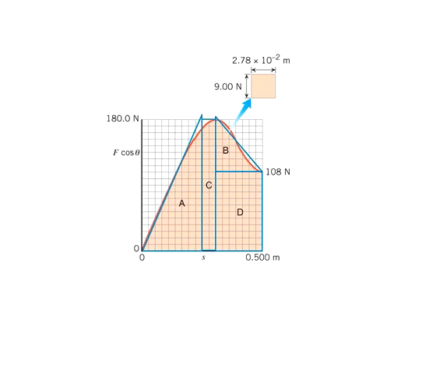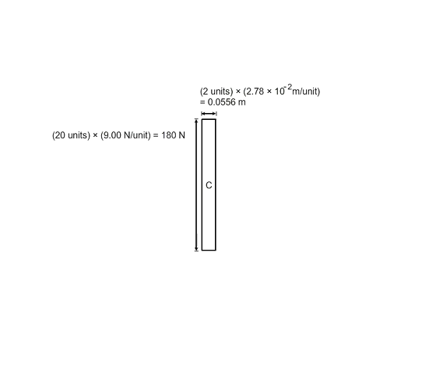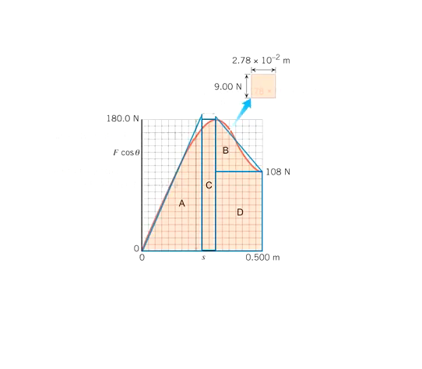Now let's look at rectangle C. It has a base of 0.0556 meters and a height of 180 newtons. The area of a rectangle is its base times its height, and the area of this rectangle will be in joules. So the area of rectangle C is 0.0556 meters times 180 newtons, which is 10.0 joules.